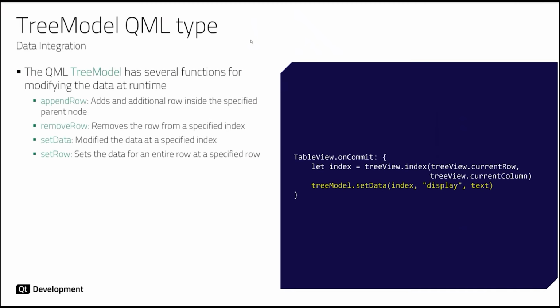So a little bit more about the tree model QML type. Tree models, of course, have several functions for modifying data at runtime. So we've got functions like append row, remove row, set data, and set row, which can be used to actually modify the data inside of the model at runtime. So this allows you to make modifications inside of the tree view and have it subsequently make modifications to the tree model itself. So as we can see right here, we've got this table view.onCommit. So we're inside of the table view in this function. And then we're using the tree model's set data function to actually modify the data from the view. And this will modify the data as it's stored inside of the tree model, as well as displaying the updated value in the tree view.